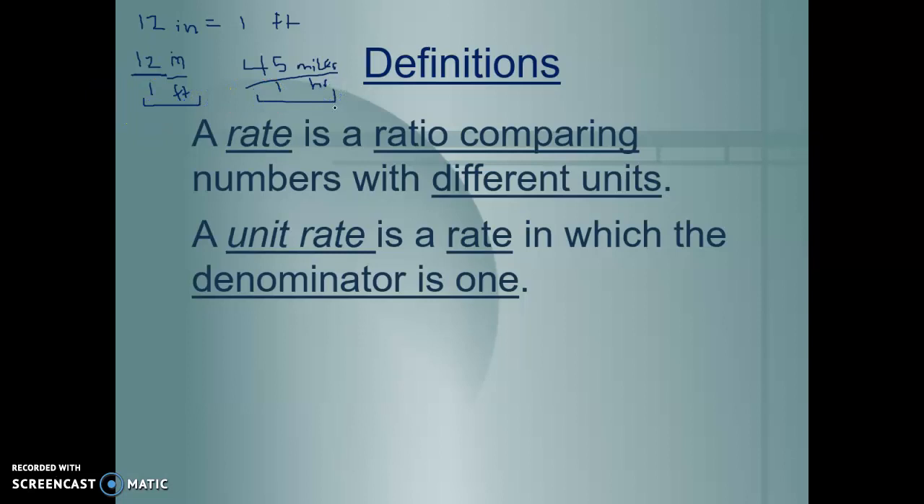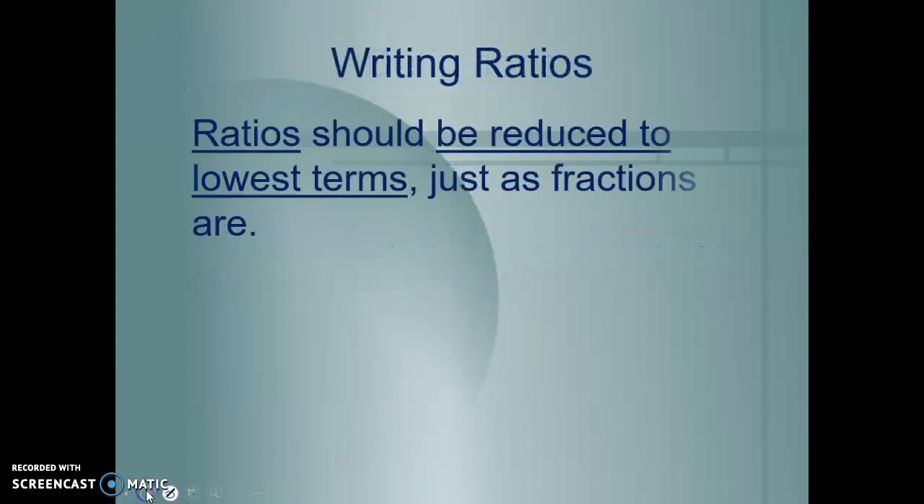What are some other rates that you know? Maybe you know that there are 60 seconds in a minute, or 60 minutes in an hour, or 24 hours in a day, 7 days in a week, 12 months in a year, 52 weeks in a year. Those are all rates that you should be familiar with. We're comparing numbers that have different units, minutes to seconds, or hours to days. When writing ratios, we want to make sure that we reduce them to the lowest terms, just like a fraction.